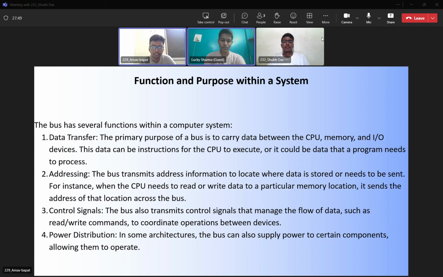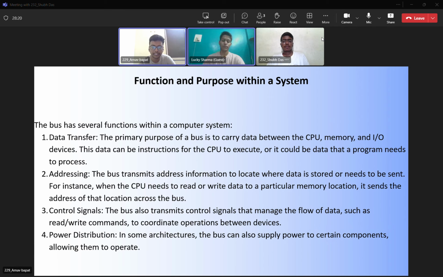Fourth is power distribution. In certain computer architectures, the bus is also used to distribute power to various components. This function enables the bus to supply electrical power to devices or components directly or indirectly in the system. Power distribution through the bus simplifies the design and reduces the complexity of the system wiring, allowing components to draw the necessary power directly from the bus to operate efficiently.